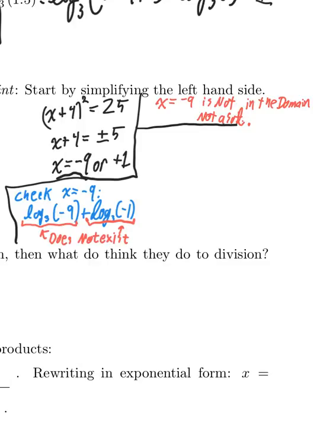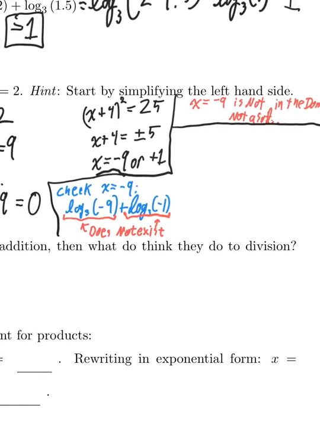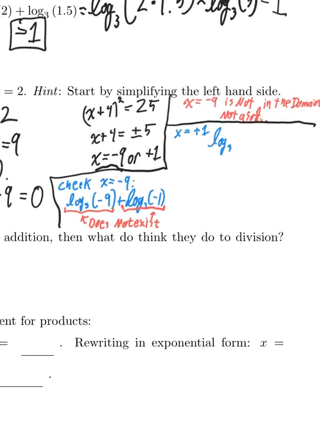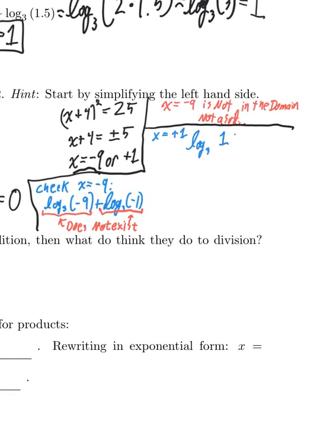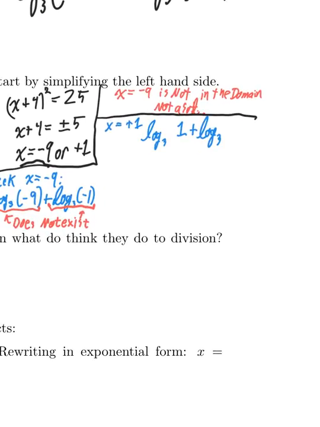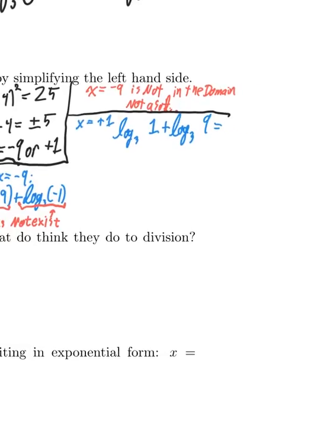Let's also check x equals 1. Though maybe you see that it should wind up being just fine, it's still good practice to check. Let's plug in x equal to 1. So I'm just reminding myself what the original equation was: log base 3 of x plus log base 3 of x plus 8. So log base 3 of 1 plus log base 3 of 1 plus 8. 1 plus 8 is 9. Let's expand that out. Hopefully this gives us 2.